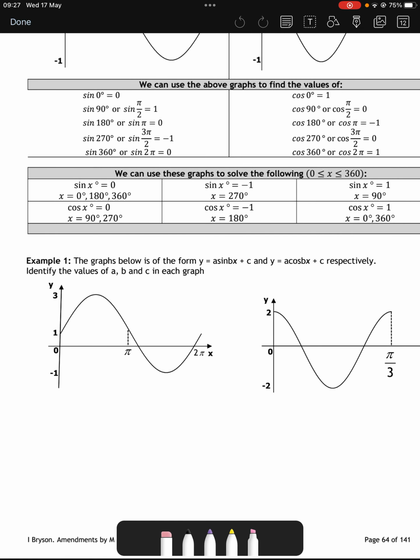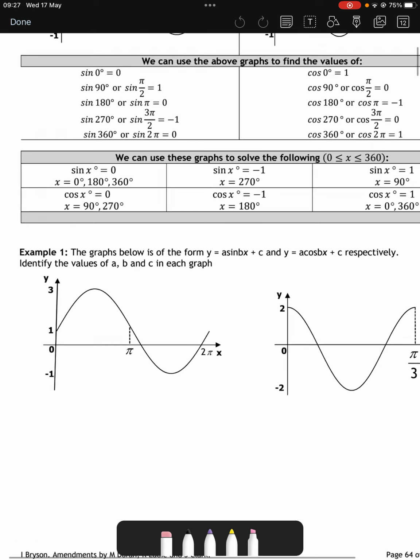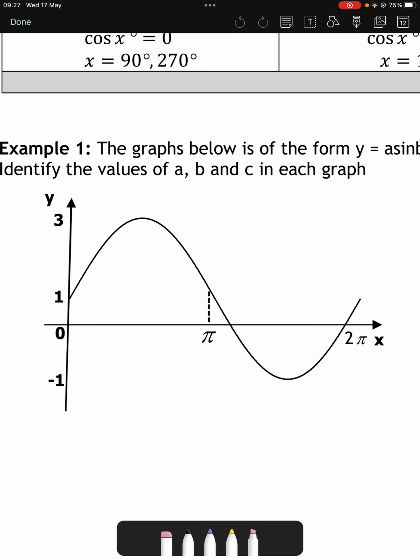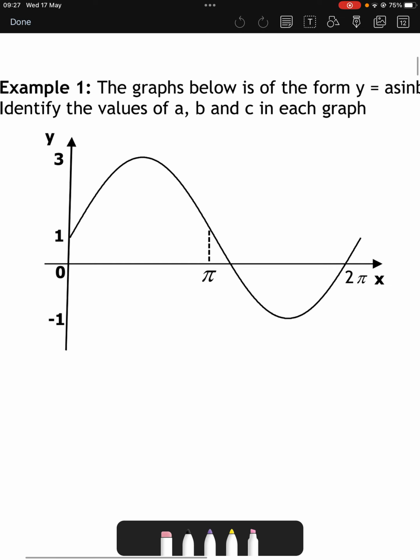So for this example, the first one is sine and the second one is cos, and we need to figure out what A, B and C are. Now in Nat 5, quite often you're just asked for 2 values, and in Higher you tend to get 3. It can be easier to get B first, because A and C are connected, since they're both to do with the vertical, whereas B is just to do with the number of waves, the horizontal. So I quite like to get B first, and then we can figure out A and C afterwards.